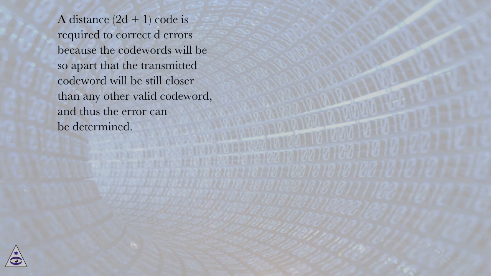A distance 2d + 1 code is required to correct d errors because the code words will be so far apart that the transmitted code word will still be closer than any other valid code word, and thus the error can be determined.